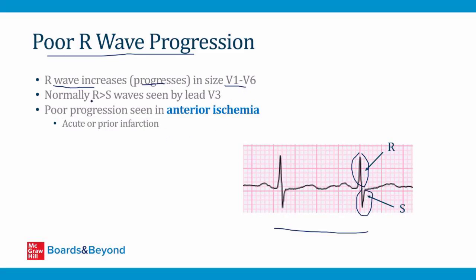And normally the R wave becomes taller than the S wave is deep by lead V3. But when that doesn't happen, we call it poor R wave progression. And you can see this whenever there's ischemia involving the anterior wall of the left ventricle. This has to be transmural ischemia, but you can see it acutely when the patient first develops ischemia, or even years later when they have scar tissue in the anterior wall from a prior infarction.